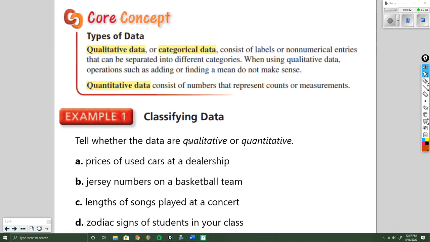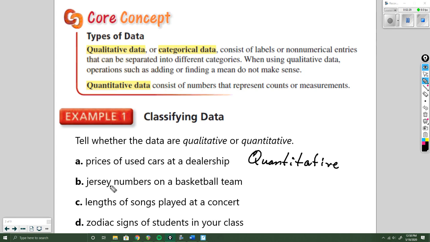So if we want to tell whether the data is qualitative or quantitative, basically we just have to figure out, is what we're talking about a measurement or just a count of something, or is it talking about something else? So, prices of used cars at a dealership. Okay, that price, which is a number, does represent some kind of measurement. It's a measurement of worth in the eyes, at least, of society. So that is quantitative data.